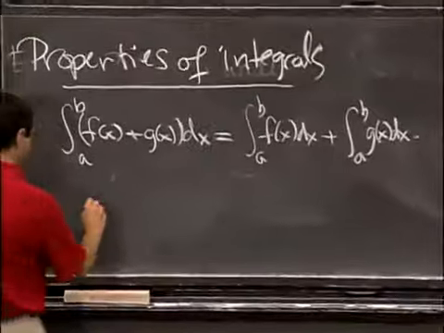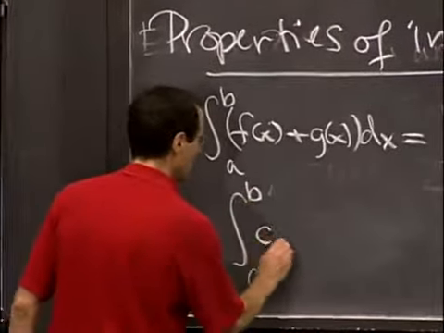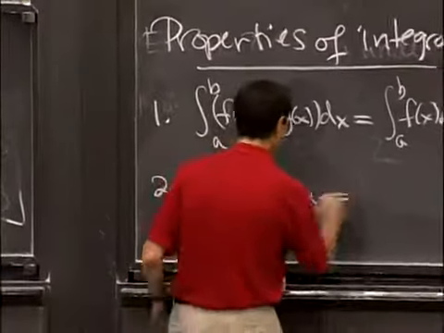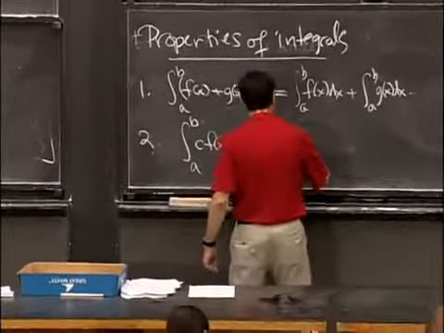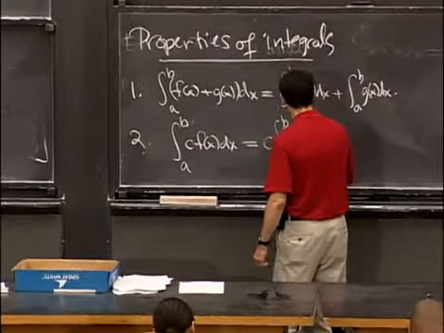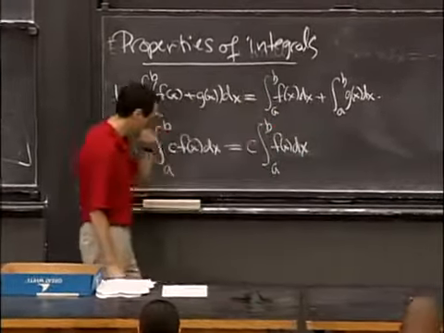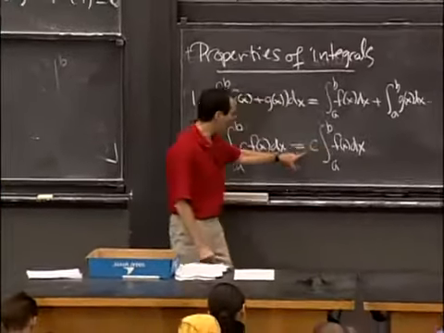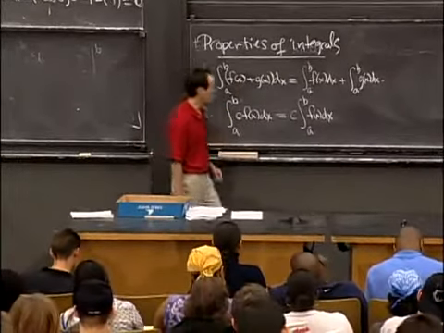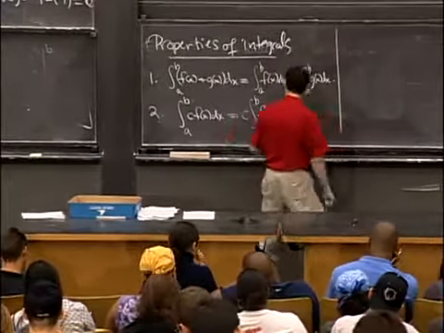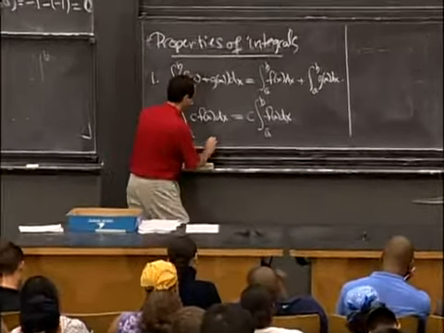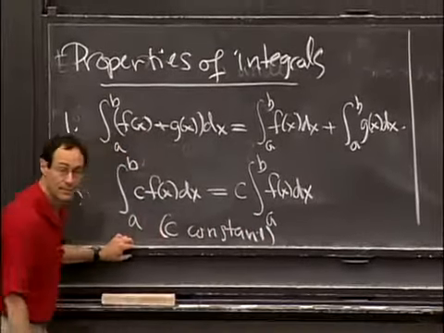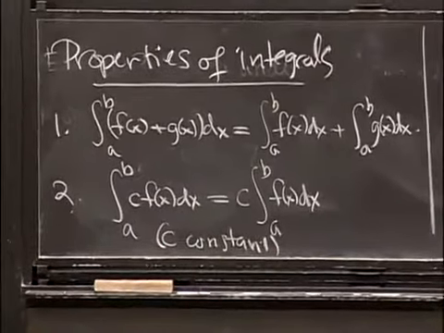And similarly, we can factor constants out of sums. So if you have an integral like this, the constant factors out. But definitely don't try to get a function out of this. That won't happen. In other words, c has to be a constant. It doesn't depend on x. All right.